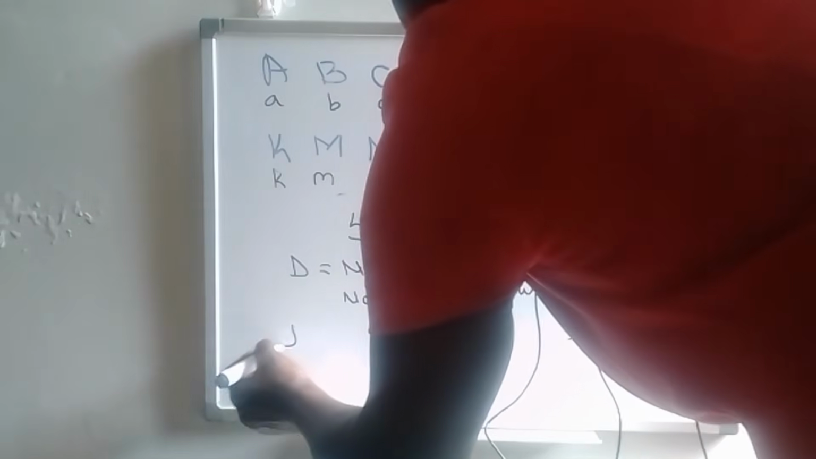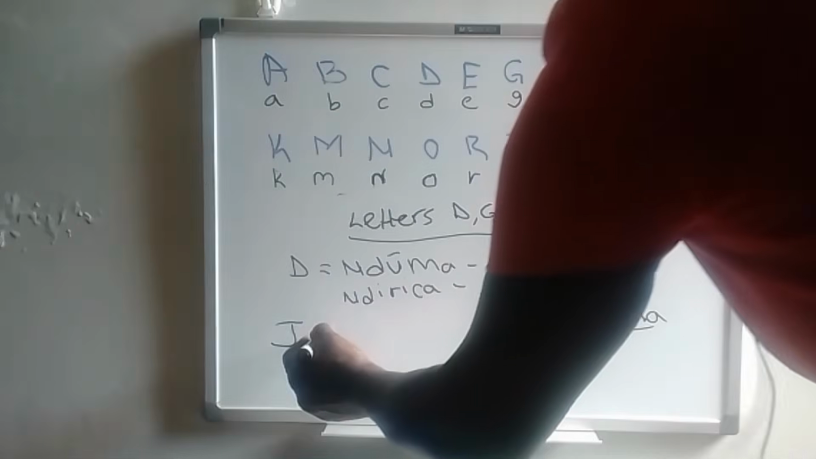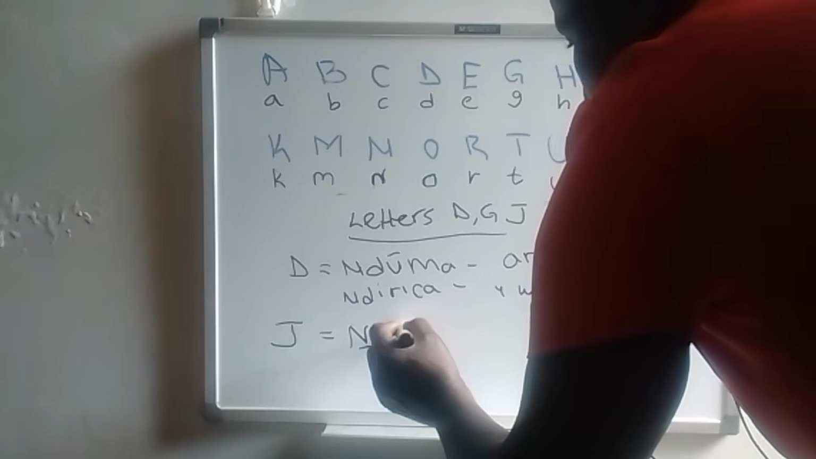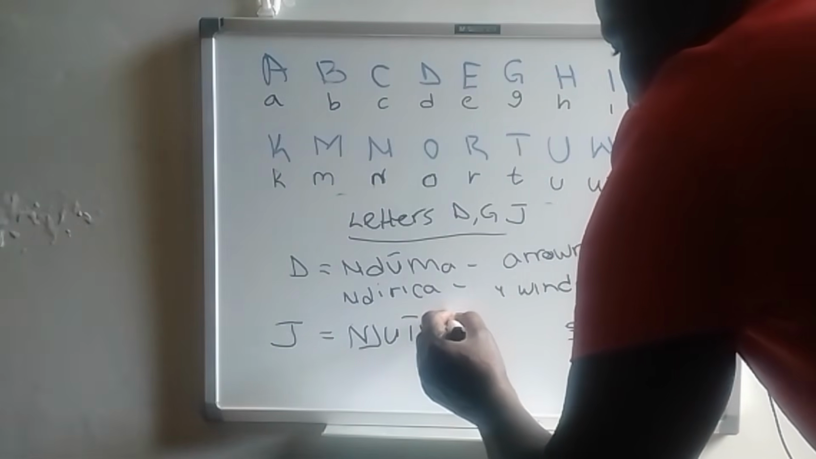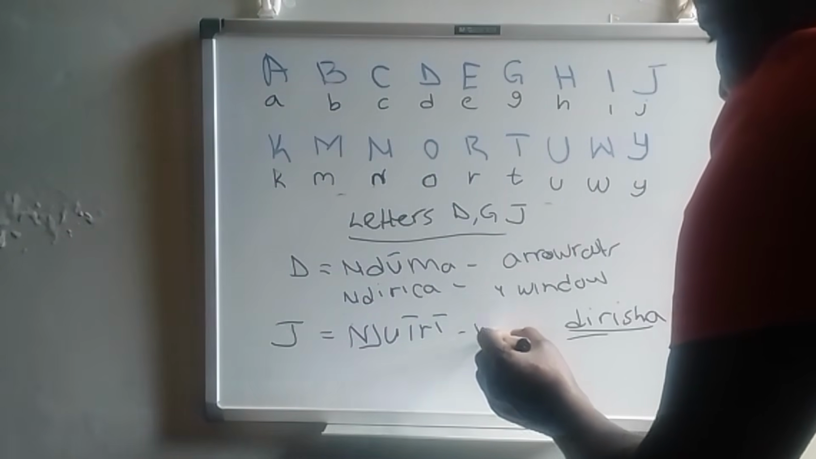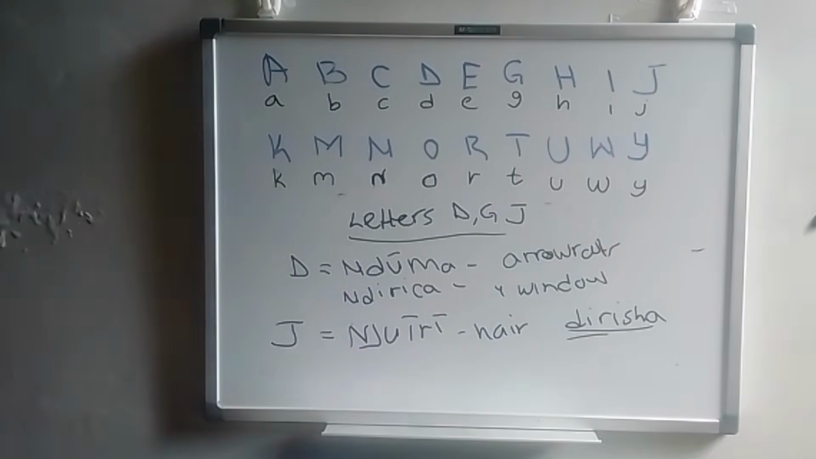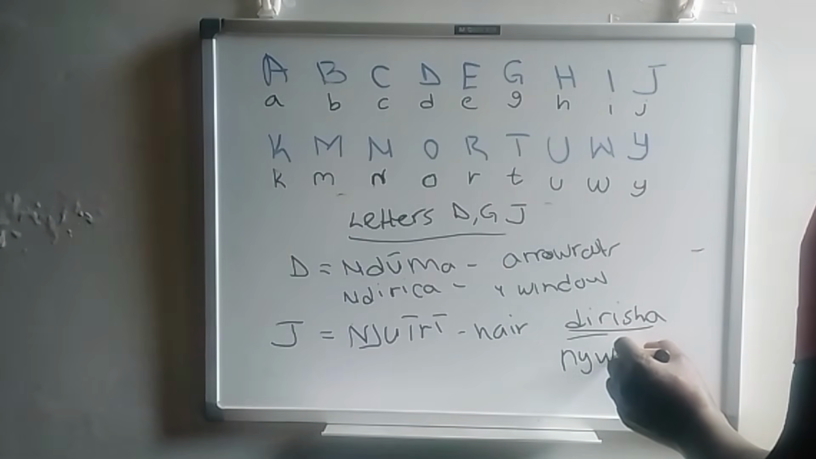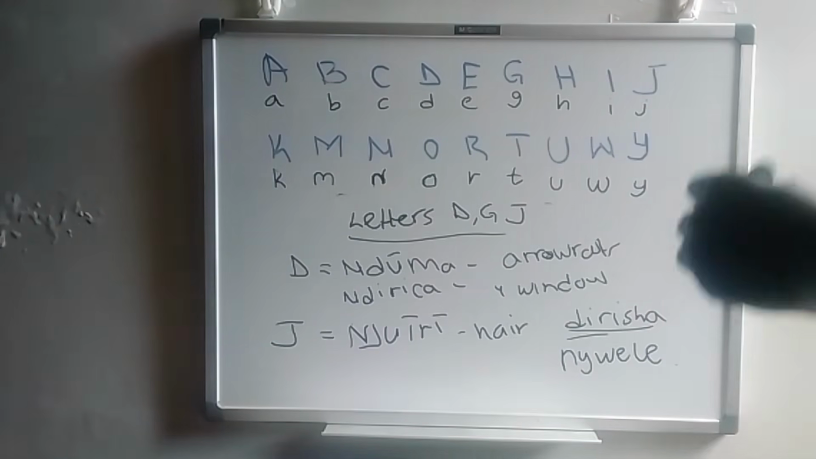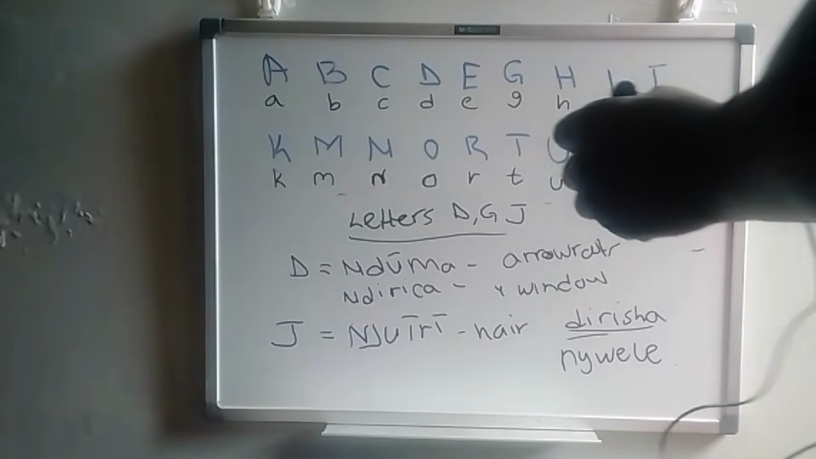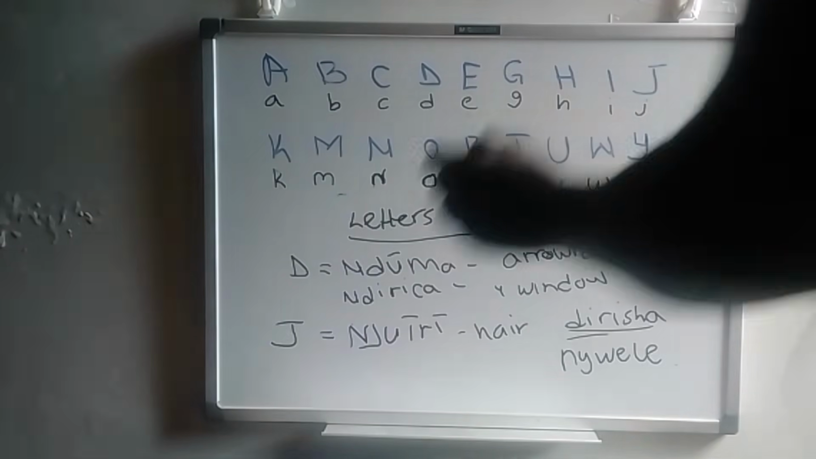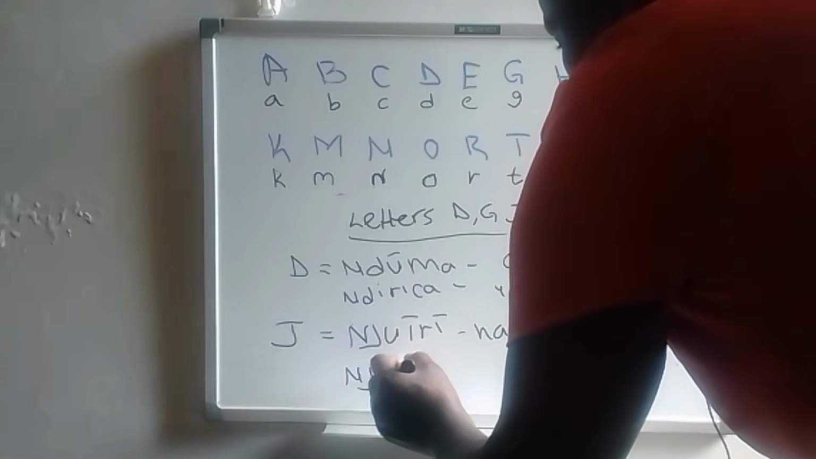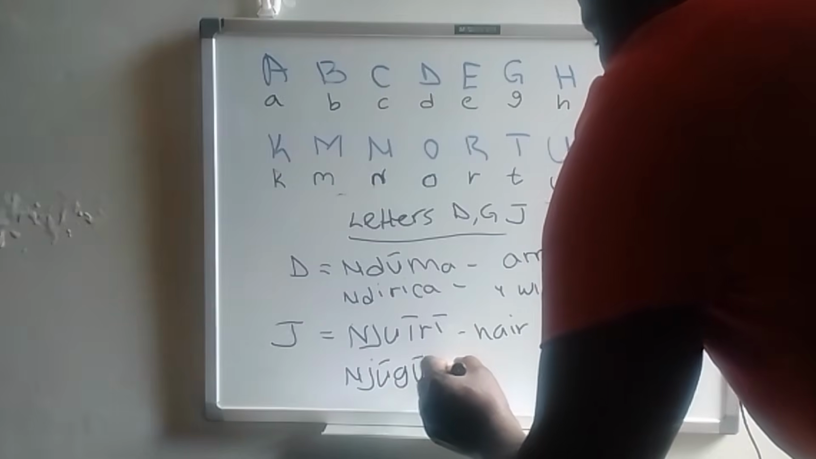J. Inayo. For example, ere. That is hair. And in Swahili ni nywele. Another word is jogo. Jogo. That's peanuts.